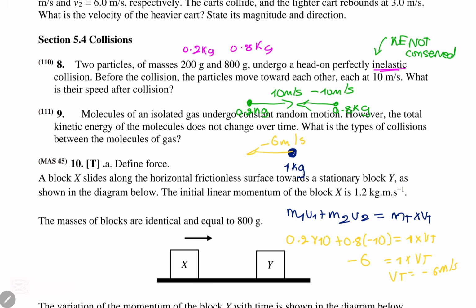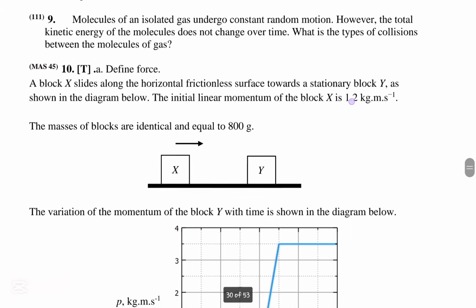So what are they looking for? They're looking for their speed after the collision. We cannot say minus 6. We take the velocity and put it in absolute value. So it's going to be 6 meters per second, okay? That's it for question number 8. We'll move on to question number 9.